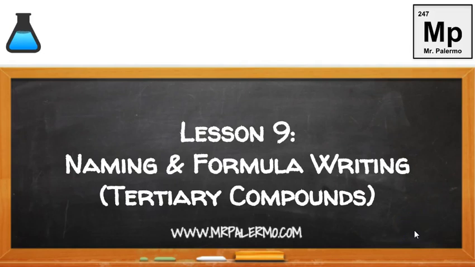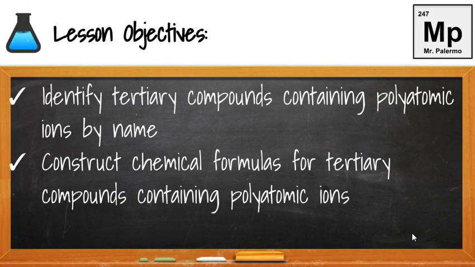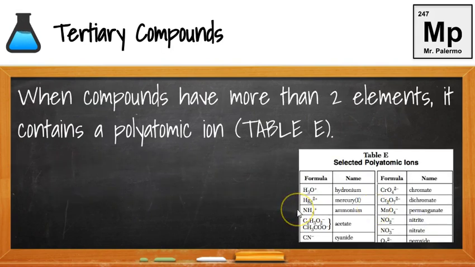Welcome to Lesson 9, Naming and Formula Writing for Tertiary Compounds. Our lesson objectives: identify tertiary compounds containing polyatomic ions by name, and construct chemical formulas for tertiary compounds containing polyatomic ions. When compounds have more than two elements, it contains a polyatomic ion, which we can find on Table E in our reference table.